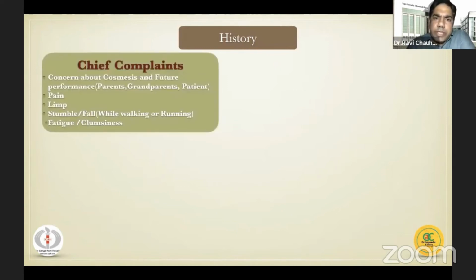Usually the patient of genu valgus presents with the chief complaint of concern about the cosmesis and future performance. This concern could be from the parents, grandparents, or from the patient itself if the patient is an adolescent. Pain, limp, or gait disturbances could be there. The patient could have a history of stumbling or falling down. Or the patient, or parents, can complain of fatigue and clumsiness because of nutritional deficiencies.